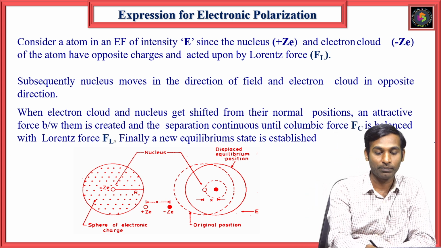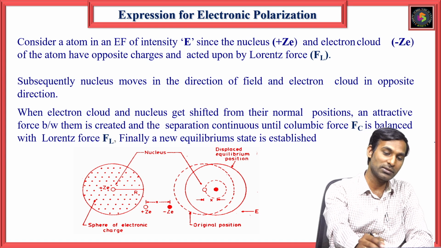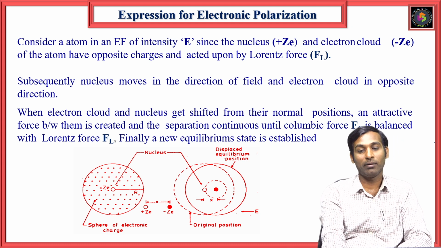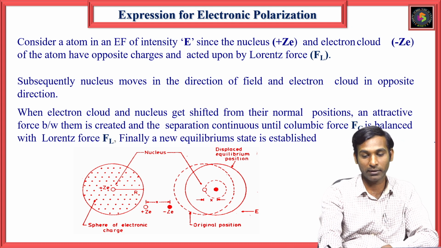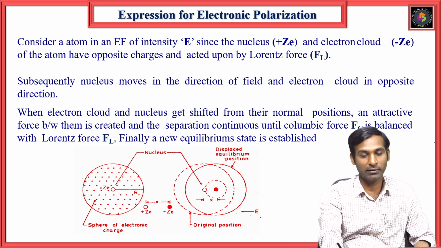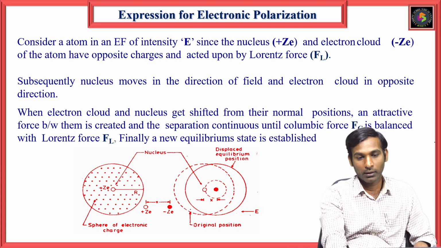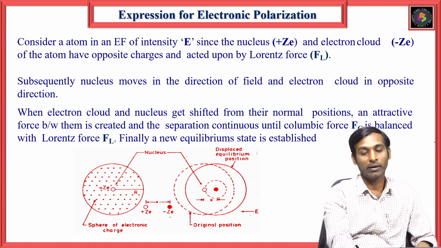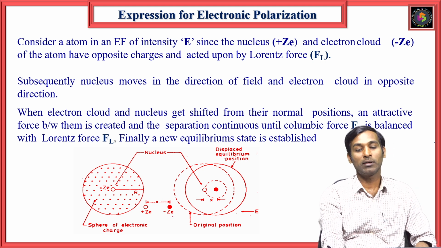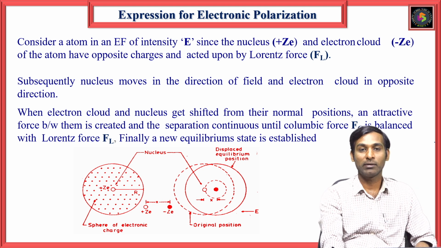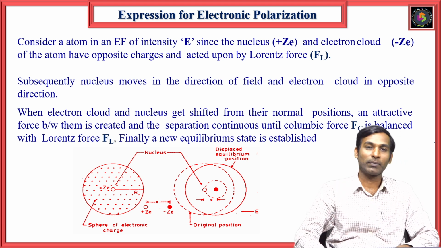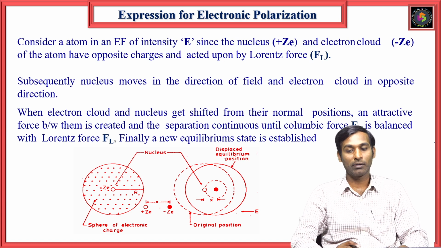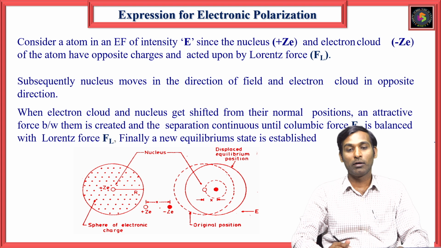In the diagram you can see a sphere of electrical charge Ze. The nucleus is this one. The nucleus is slightly displaced from its normal position. Once you apply the external field of intensity E, the nucleus is shifted from its original position. Now in this diagram, we have one positive charge and one negative charge separated by some distance, so a dipole is formed. What is x here? x is the displacement of the atom, slightly shifted from its normal position.